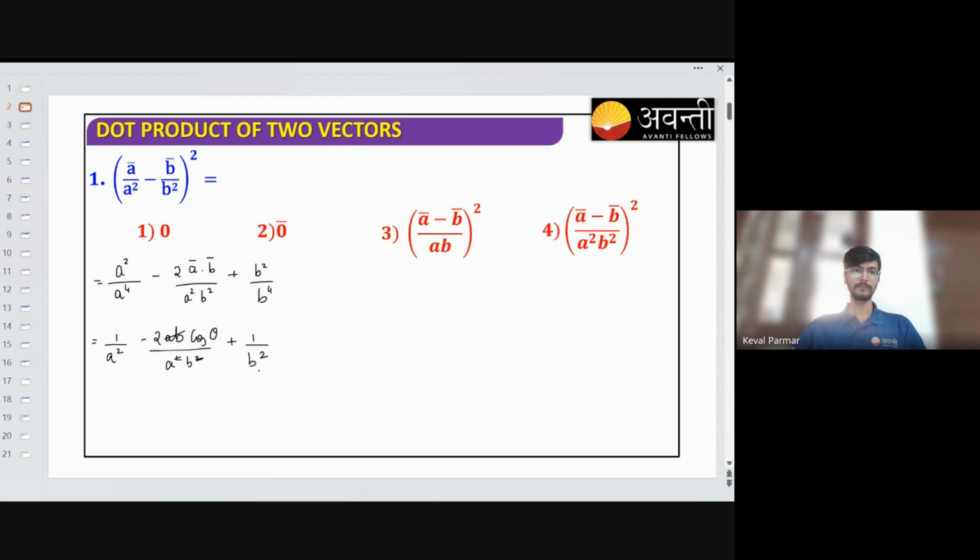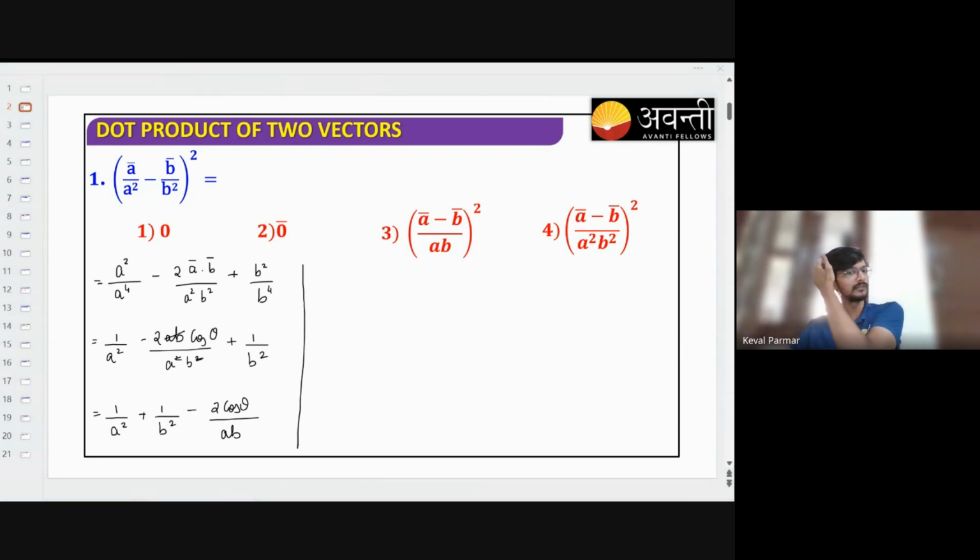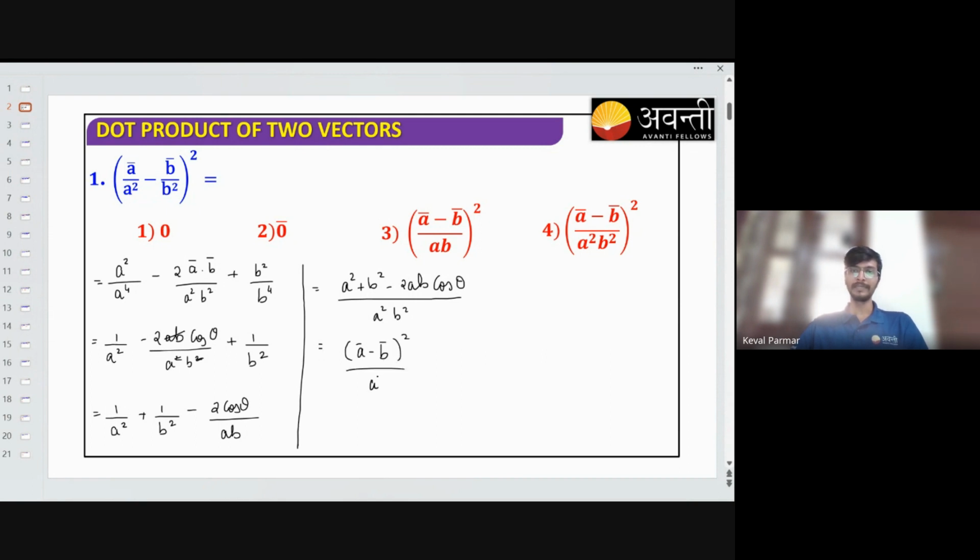Here I can cancel out ab once and let's group it together. So what I'll be left with is 1 upon a square plus 1 upon b square minus 2 cos theta upon ab. So here what can I do is, guys, I think we can take LCM, right? So I'll get a square plus b square minus 2ab cos theta upon a square b square. So what is the above formula? Above formula is a vector minus b vector the whole square upon a square b square. That means I can write this as a vector minus b vector upon ab the whole square. This is my answer. What is the option? Yes, I think it is option 3. Correct? Let's move on to the next question.